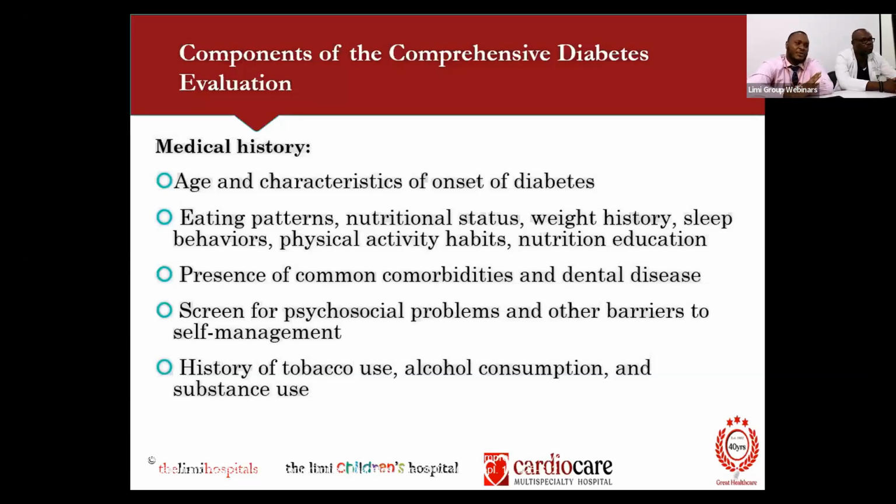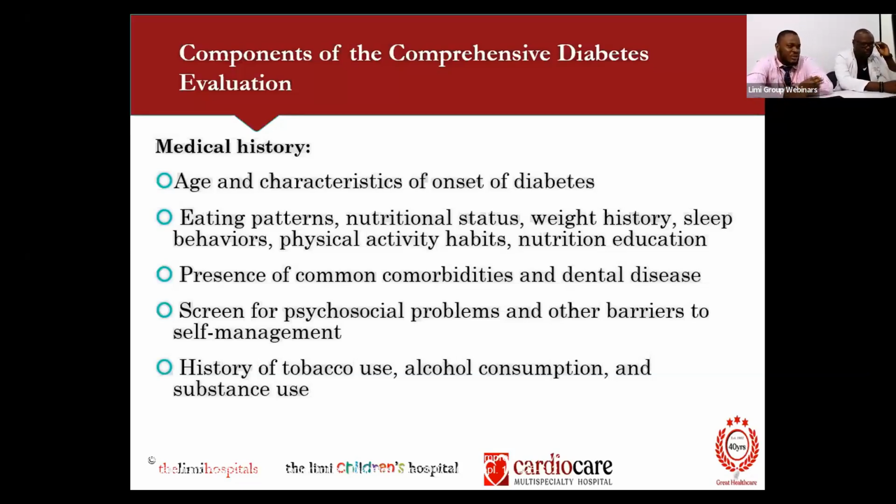And you want to screen for psychosocial problems because it's very important and can be a barrier to management. So you want to know the kind of living state. For a young man, you want to know whether he's married, how many children he has, what his occupation is, and his income range. This will give you some idea, even about the drugs you prescribe, what he can afford.